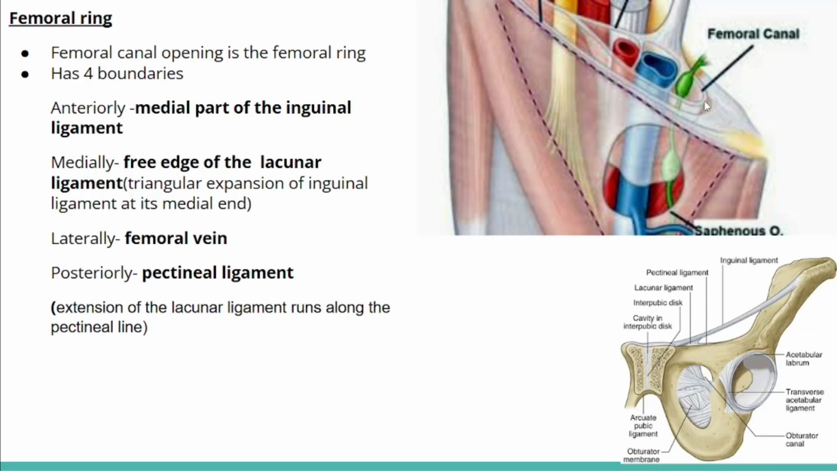So what is the femoral ring? The femoral opening is the femoral ring, and it also has four boundaries. Anteriorly, the medial part of the inguinal ligament makes the anterior boundary, and medially it has the free edge of the lacunar ligament. The lacunar ligament is also a triangular expansion of the inguinal ligament. Then laterally there is the femoral vein and posteriorly the pectineal ligament. So these are the four boundaries of the femoral ring.